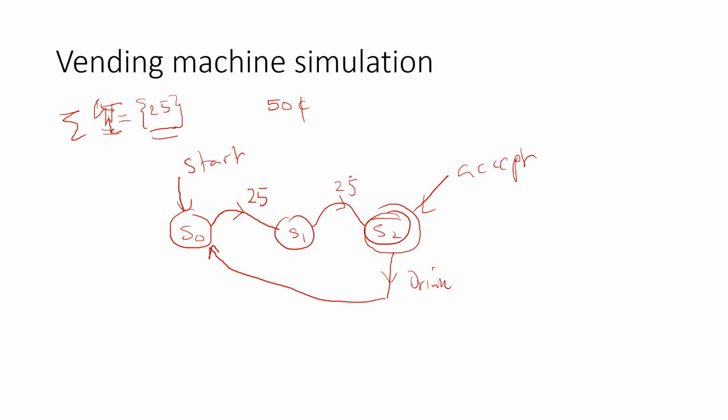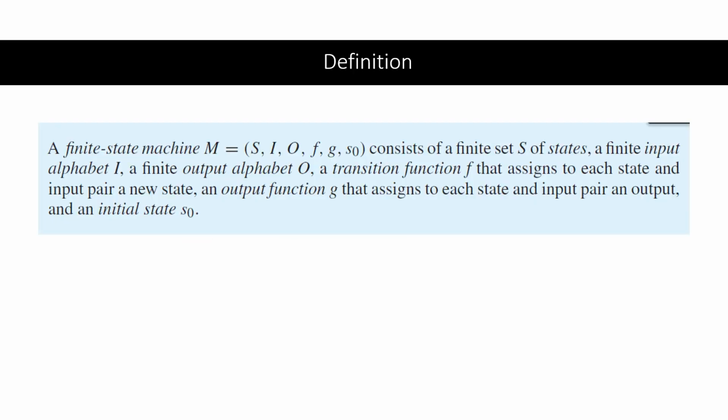Now obviously I could expand the alphabet to include more coins, for example 5, 10, and 25. If I do that, then I'll have to increase the number of states in order to accommodate all the possible combinations of these coins before we get to 50 cents. Another way to think about these states is that if you're in state 0, you haven't put any money in, or the vending machine has no money. If you're in state 1, the vending machine has 25 cents. If you're in state 2, the vending machine has 50 cents.